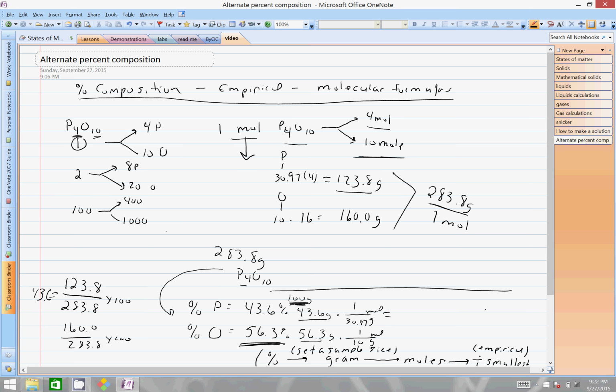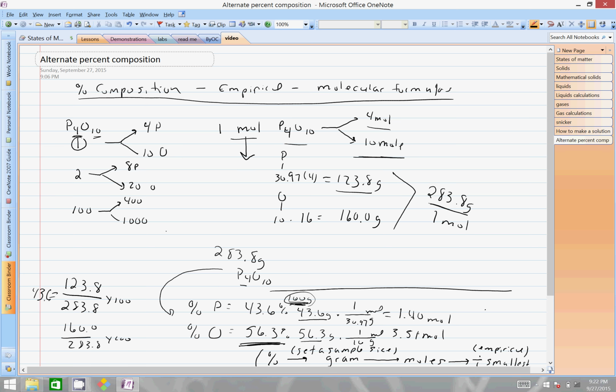So when I take the 43.6 divided by 30.97, I get, again, 1.40 moles. And this guy, 56.3 divided by 16 equals 3.51. Again, this is just some decimal. This is the number of moles in this random sample.